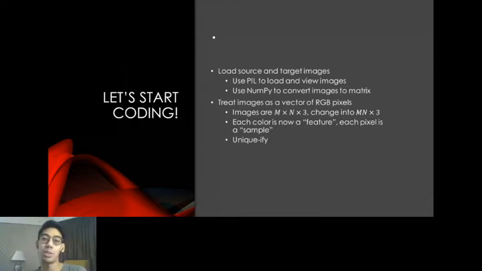But essentially, what we're going to do is we're going to have an image. We're going to use PIL, or Python Imaging Library, to load the images and view them, and then we're going to use NumPy to convert them into matrices, and then we're just going to play around with it and convert it into a list of pixels and so on. Okay, so just follow along.